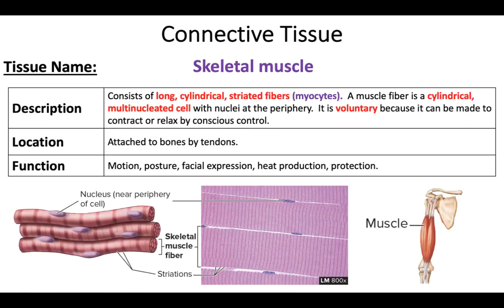The final video, we're going to do the three types of muscle tissue, and then we'll wrap things up taking a quick look at nervous tissue. So the next video will be a little bit shorter than our previous two.